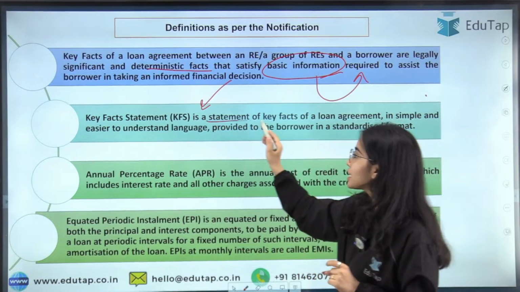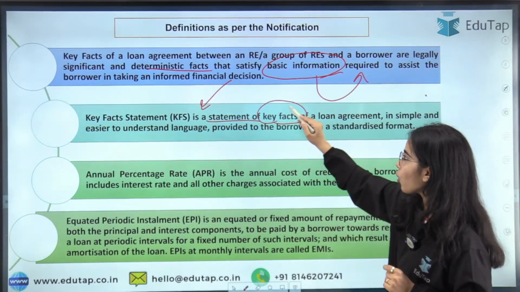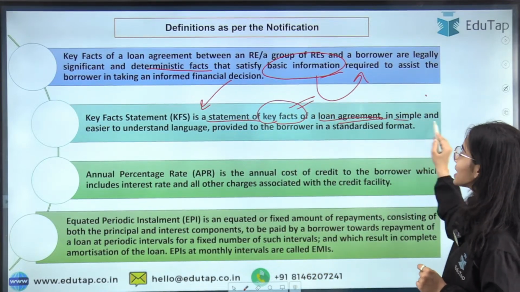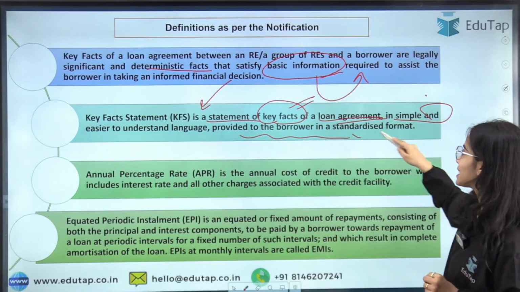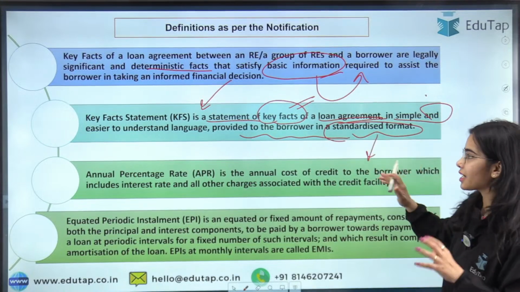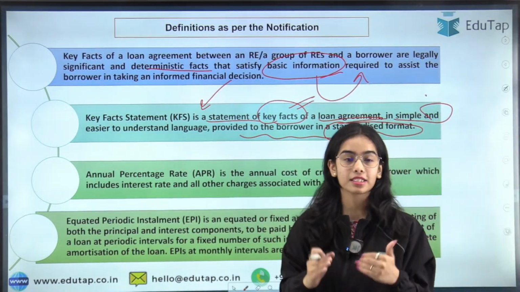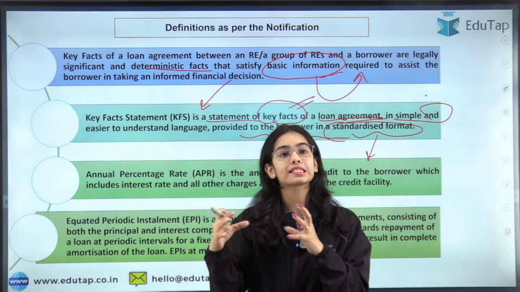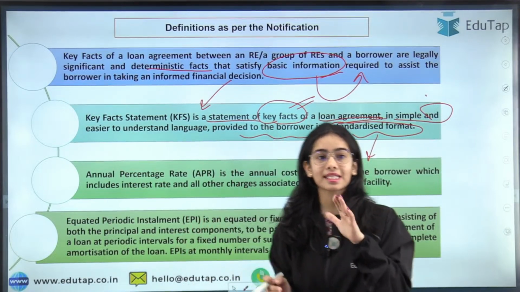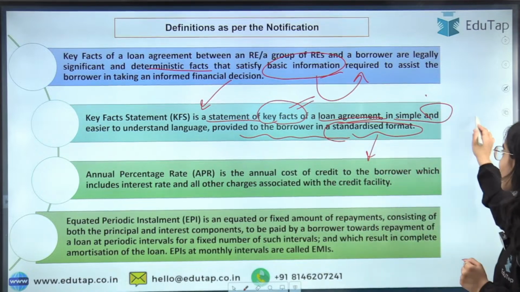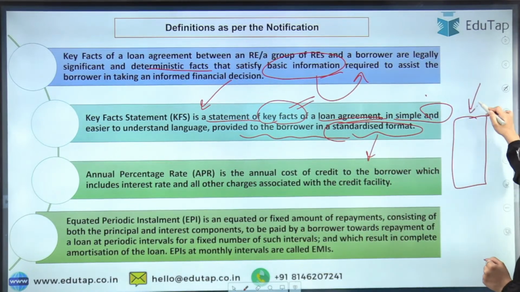Okay, so this statement will provide all the key facts of the loan agreement in simple and easy-to-understand language, provided to the borrower in a standardized format. There is a standardized format that has been provided by the Reserve Bank of India, and the key fact statement has to be provided in that standardized format. The Reserve Bank of India has also provided an example on its website that I have brought for you.